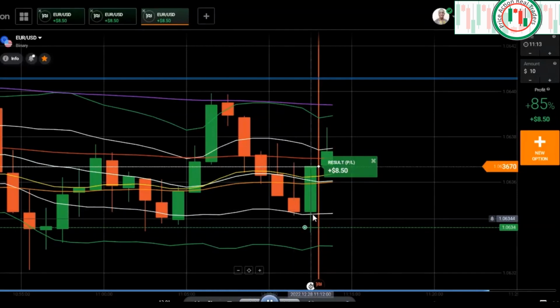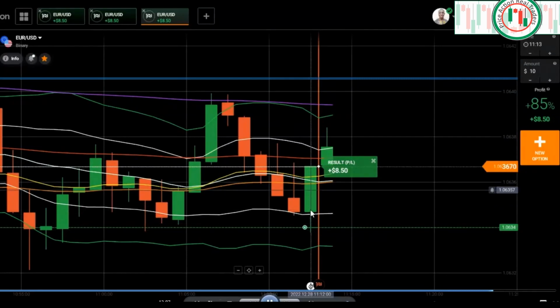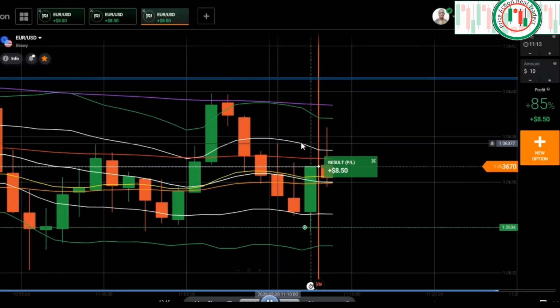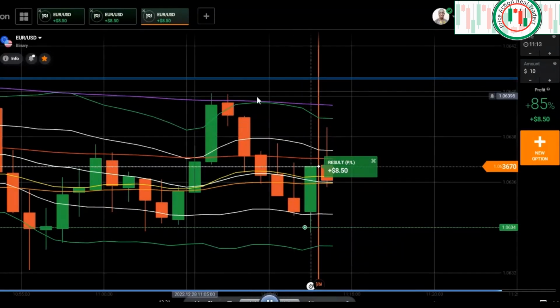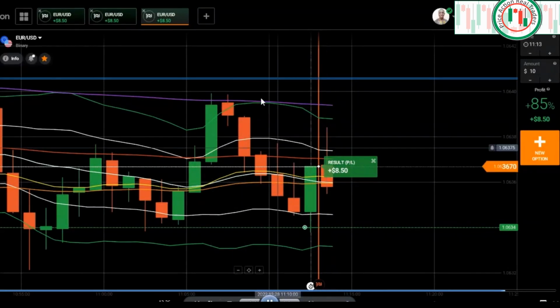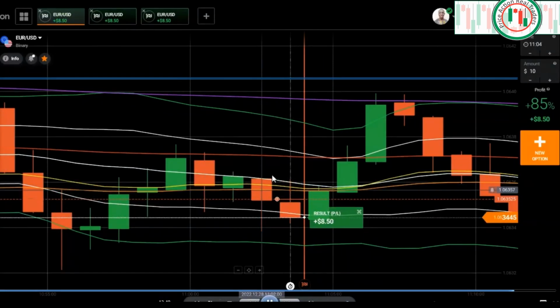You see here, you can see I took total 3 trades based on market analysis. All are winning trades in a row, as you can see here. So let's check. You see this is the first trade here.